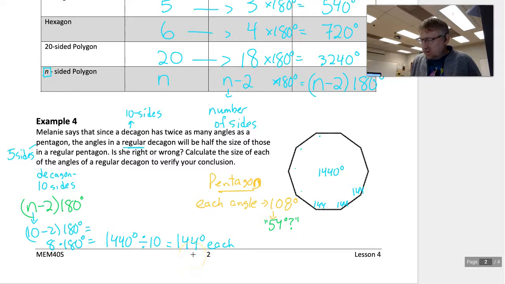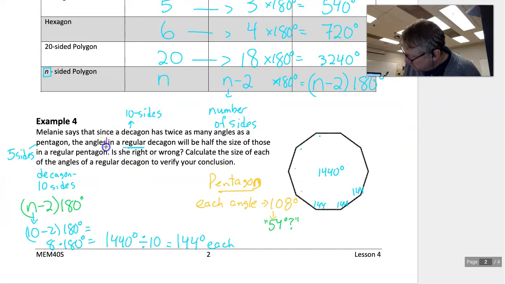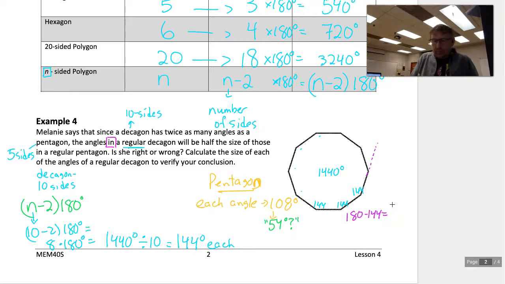And I'll be honest, when I did this example the first time, I couldn't explain why this example even existed. She was so wrong. I didn't get it. I get it now. It actually changes on one word. That's the word. If she's doing the angles not in a decagon, but the angles on the outside of the decagon, she's bang on. What's the exterior angle here? Well, 180 minus 144 is 36 degrees.